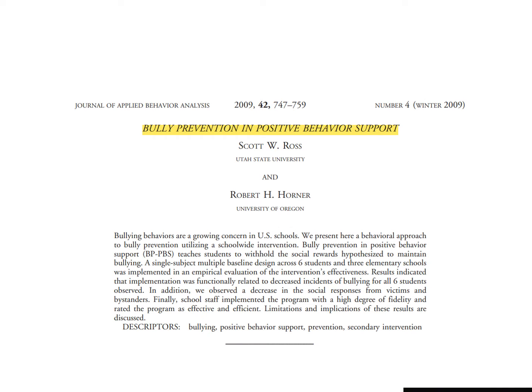So here's a research article, and it can look a little overwhelming to pick up a journal or look at it online. And here's this article, and it's like, hey, how do I make sense of all of this? So once you start breaking it down, it's much easier to understand. So here's the title of the article: Bully Prevention and Positive Behavior Support.